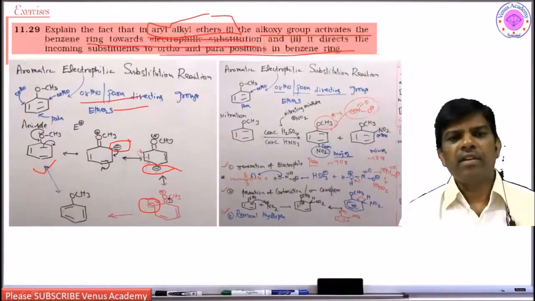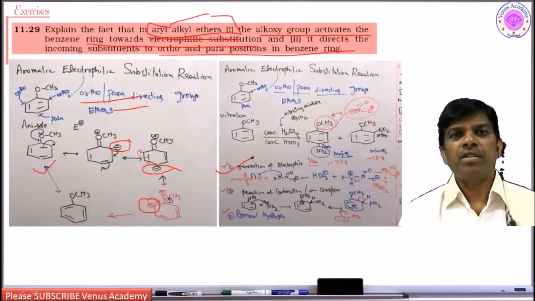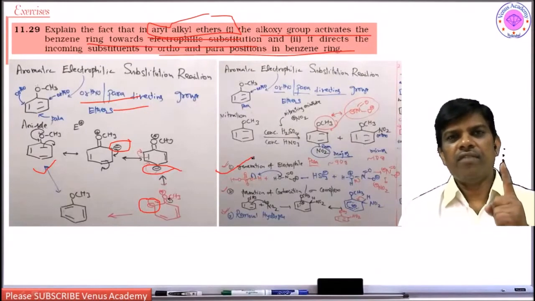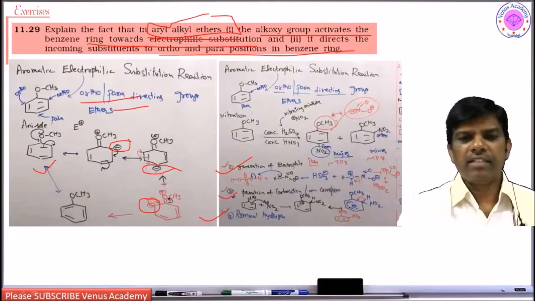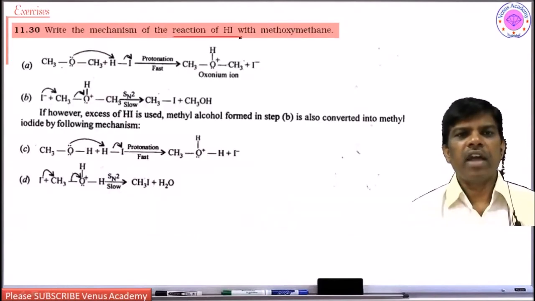And if I write the mechanism, electrophilic substitution involves 3 steps. The first one is generation of the electrophile, the second step is formation of the carbocation or sigma complex, and the third step is removal of hydrogen. Next, write the mechanism of the reaction of hydrogen iodide with methoxymethane. Methoxymethane, what is going to happen? It is going to give methyl iodide and water. Since both sides are methyl in methoxymethane, it is going to give methyl iodide and water.